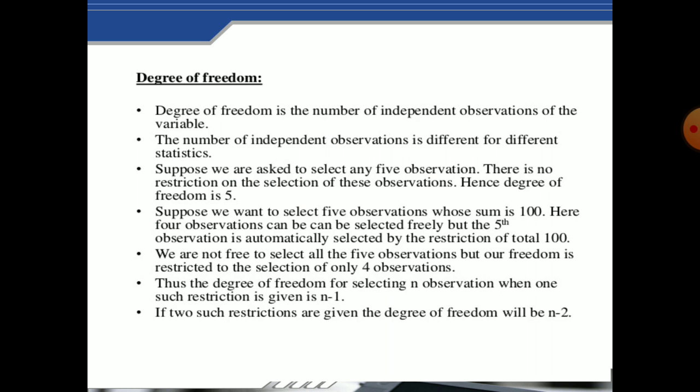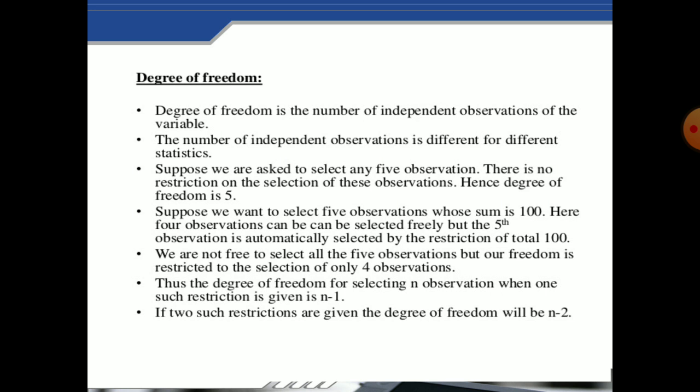Before going into the testing of small sample, you should have a clear idea about the degree of freedom. Now what is degree of freedom? Basically, degree of freedom is the number of independent observations of the variable. The number of independent observations is different for different statistics. Suppose we are asked to select any 5 observations and there is no restriction on these observations. Hence the degree of freedom is 5.